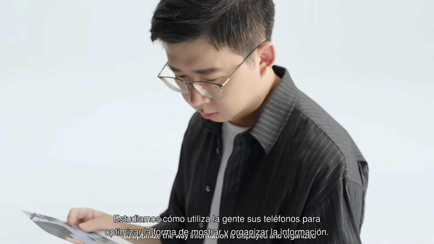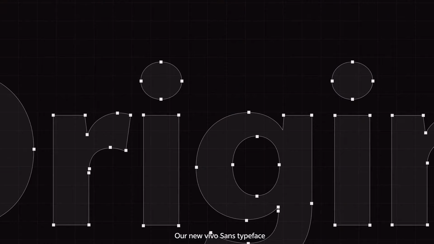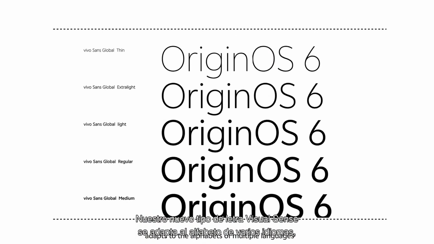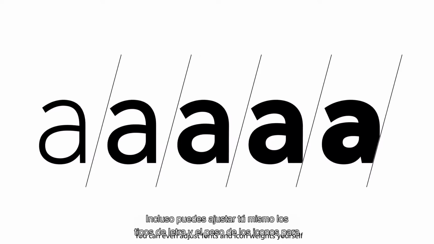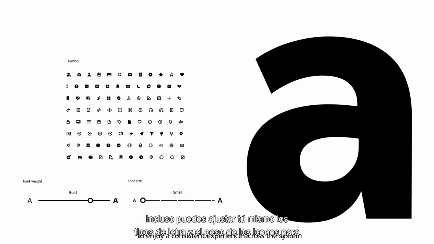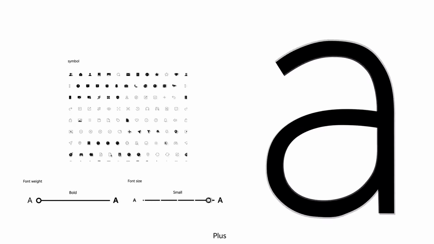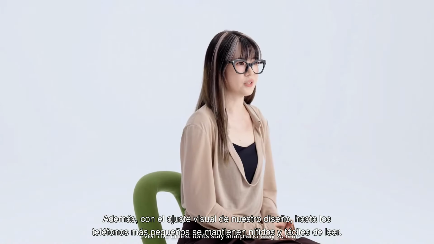We study how people use their phones to optimize the way information is displayed and organized. Our new vivo Sans typeface adapts to the alphabet of multiple languages, giving users a consistent sense of elegance and clarity. You can even adjust fonts and icon weights yourself to enjoy a consistent experience across the system. Plus, with the visual tuning of our design, even the tiniest fonts stay sharp and easy to read.